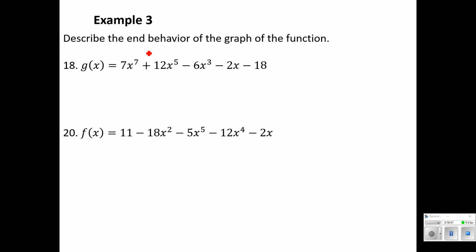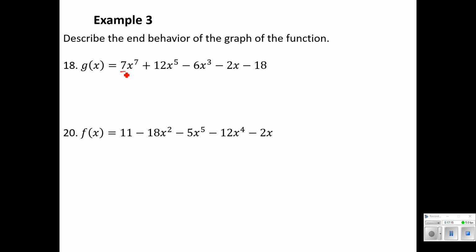Example 3, describe the end behavior. Now, if you have looked at other YouTube videos or maybe in other classes you've taken, you've heard that the teacher will accept it, that you say it rises to the left and falls to the right. But we want to, again, this is Algebra 2, right? We want to step up our game a little bit, get ready for future math classes and other math courses we may have to deal with. So we want to use that mathematical language.